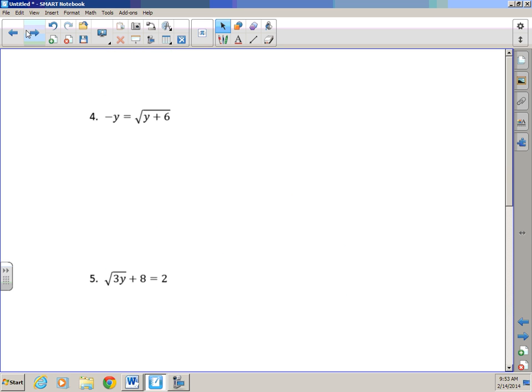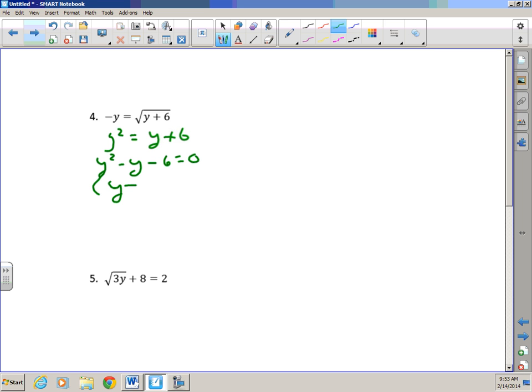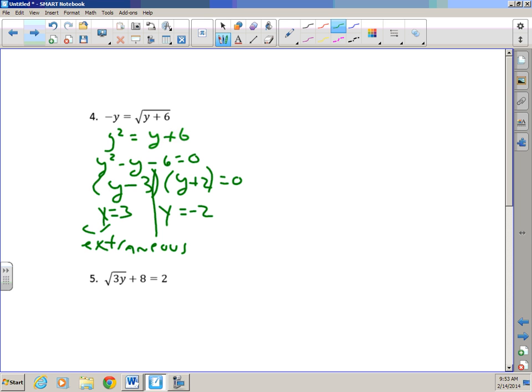Next one, I'm going to square both sides, and I get y squared equals y plus 6, because negative y squared means negative y times negative y. I get y squared minus y minus 6 is equal to 0. I get y minus 3 and y plus 2 equals 0. I get y is 3 and y is negative 2. Now, what you'll see is this answer is extraneous, because when you put 3 in, it's negative 3 because of that negative sign out there. Okay?